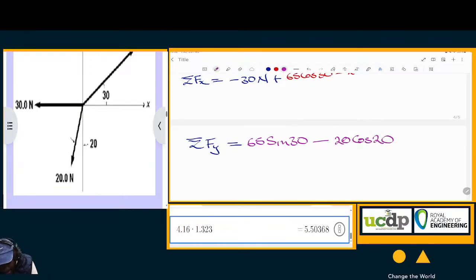Then we can punch this, of course. Start with the y-axis. Let me know, guys, if you've got any questions, and if you're following, please do let me know in the comments. So 65 sin 30 minus 20 cos 20 gives 13.7.